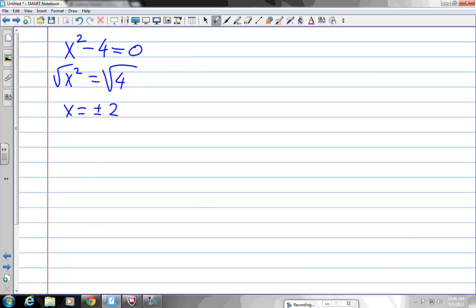Is that okay? The other way to solve this equation is to factor it first. And then you have a product that equals 0. That means you're multiplying by 0. So we'll set each factor to 0.